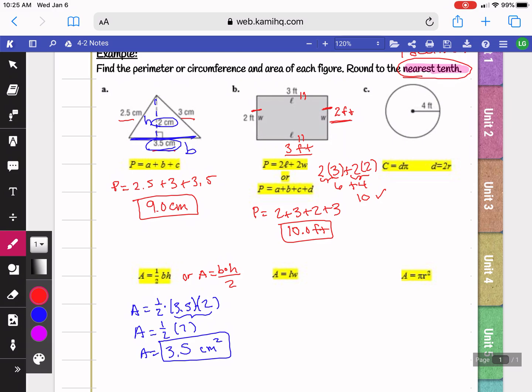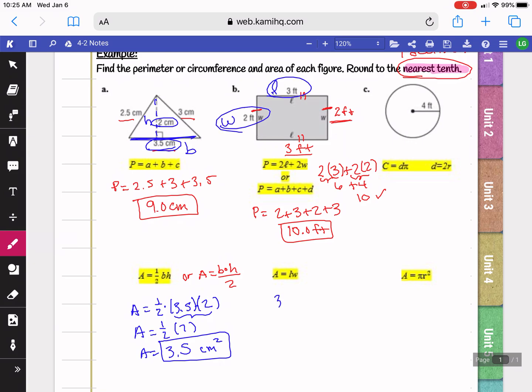For area of a rectangle, you do length times width. Here the length, again, was the 3 feet. And the width was the 2 feet. So it would be 3 times 2, which is 6. And for area, our units are feet squared. Again, we're doing to the nearest tenth, so I'm going to put this to 1 decimal place. 6.0 feet squared.